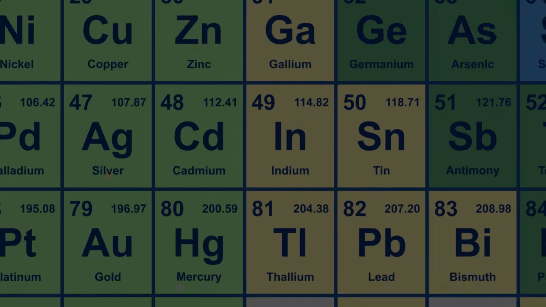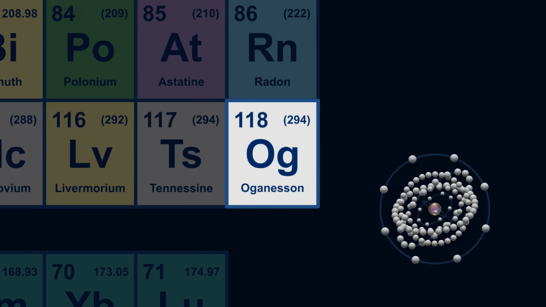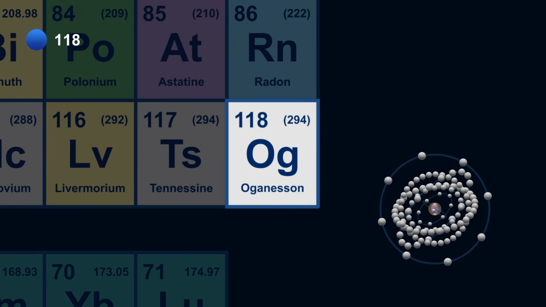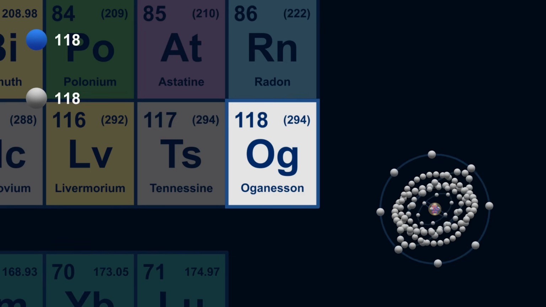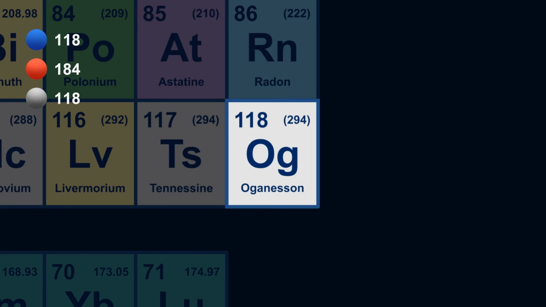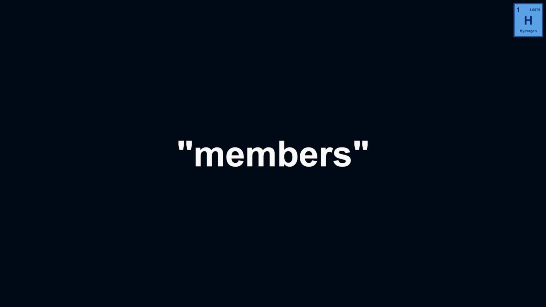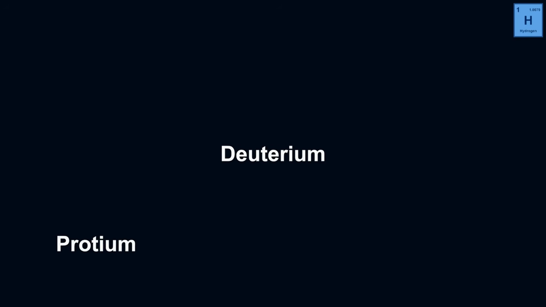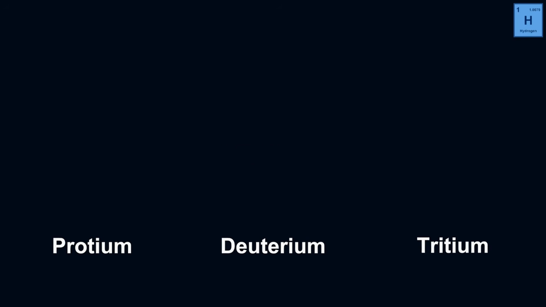The element with the highest atomic number is oganesson, with approximately 118 protons, 118 electrons, and 184 neutrons. However, each element has isotopes. Isotopes are basically the family of the element. So, for example, hydrogen has 3 members in its family: protium, deuterium, and tritium. The protium isotope is what you saw earlier. It has 1 proton and 1 electron.